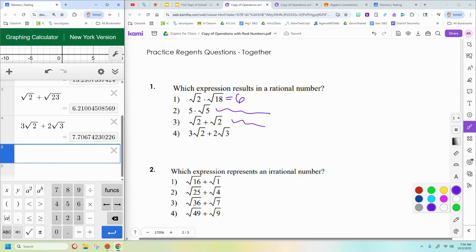Okay, so if you put all 4 of them in, what's the only one that's in by itself? Number 1. Yeah, number 1. Life is good. So even if you didn't remember that rational means that it's a fraction, n over m, these are integers, you can write 6 over 1. This is the only one that's different. So why don't you try the next one? Go.